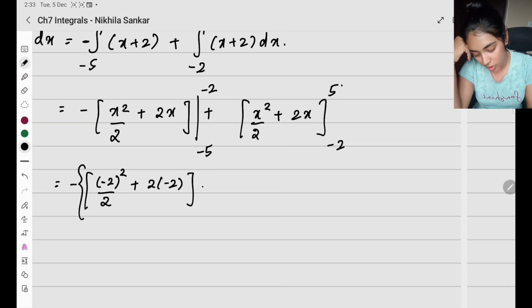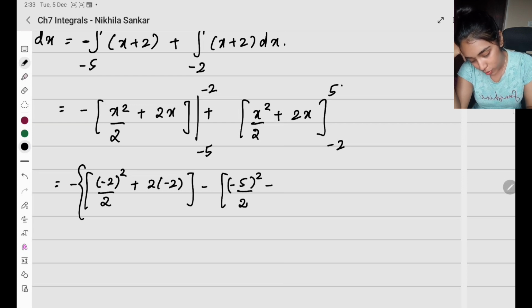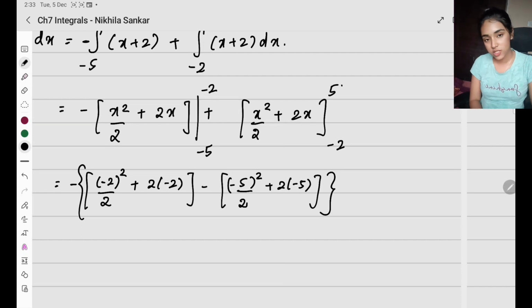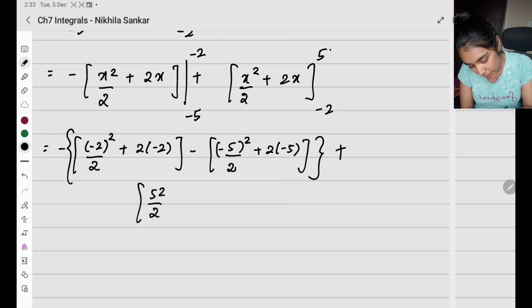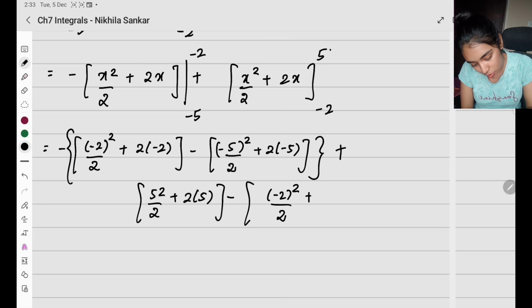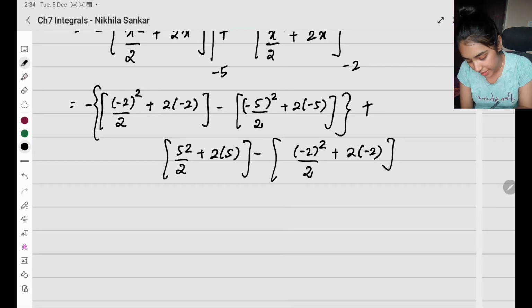Taking the minus common, minus the lower limit, which is minus 5 square divided by 2 plus 2 into minus 5, close bracket. This minus is for the whole term. Plus, now the second term: the upper limit 5 square by 2 plus 2 into 5, minus the lower limit, which is minus 2 the whole square by 2 plus 2 into minus 2. So when I solve this, what do I have?